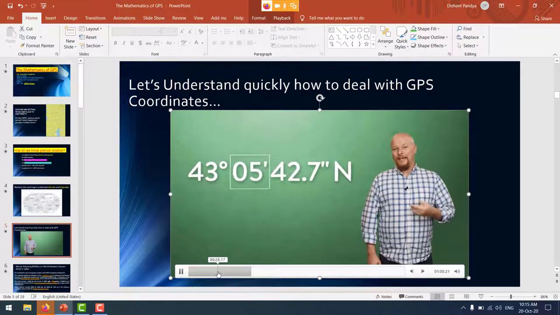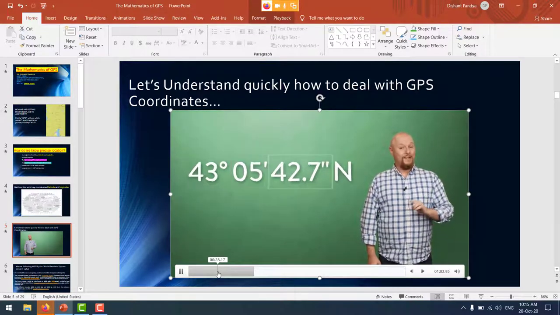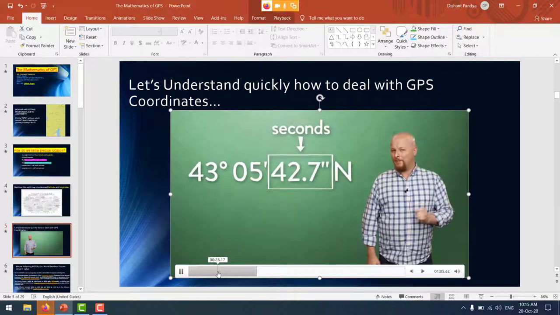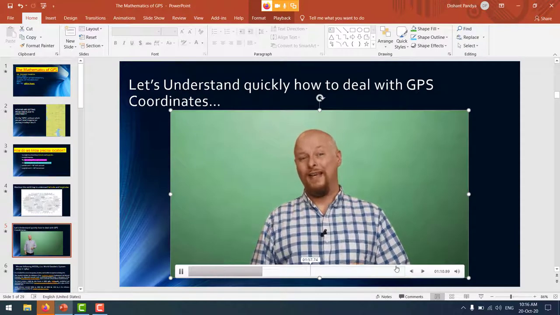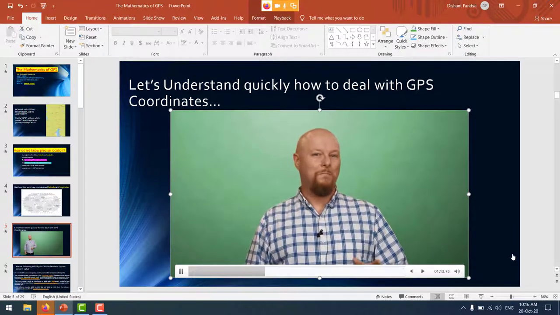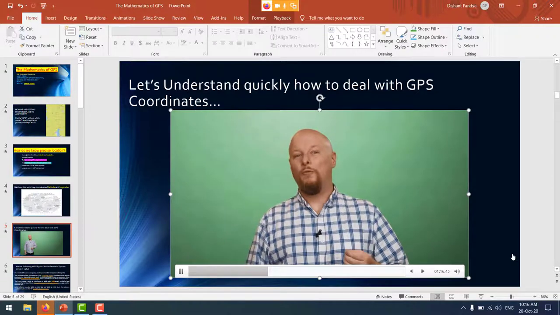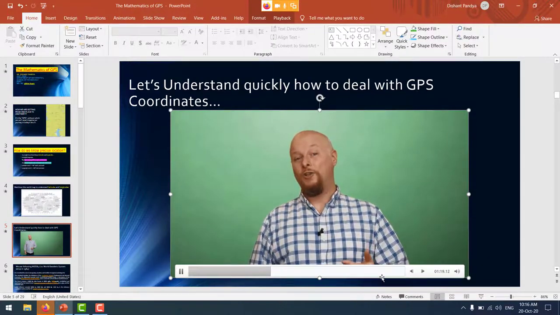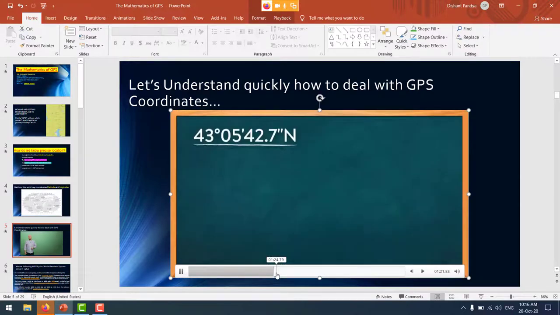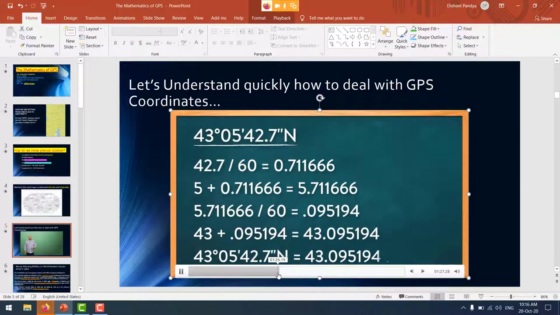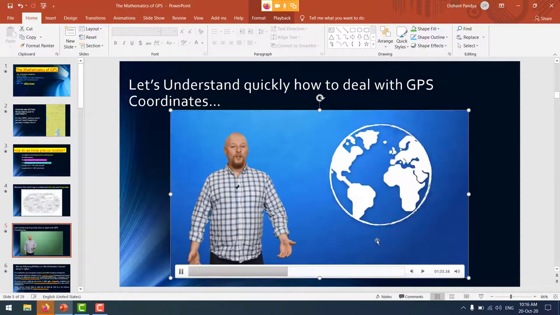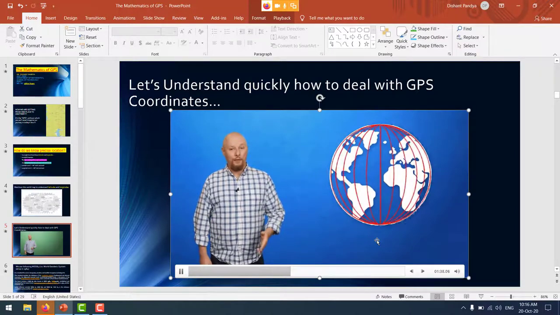Now you can see here in this video 43 degrees 5 minutes and 42.7 seconds north. If you want to understand this, how do we proceed? What we will do here is divide it by 60 and sum it up to get this value. So you can see here in the first line and in the last line, these are the coordinates that we are using.